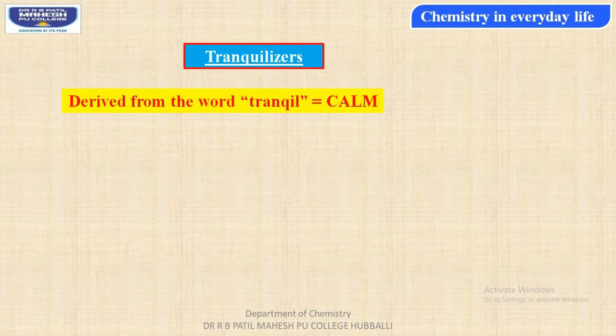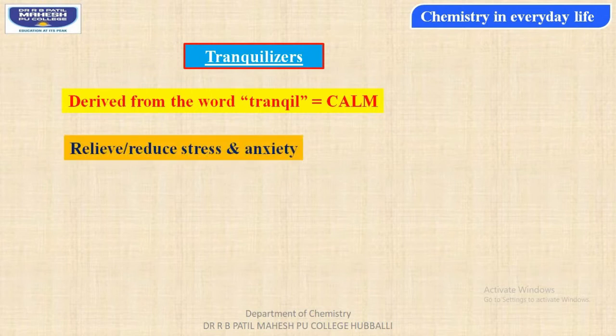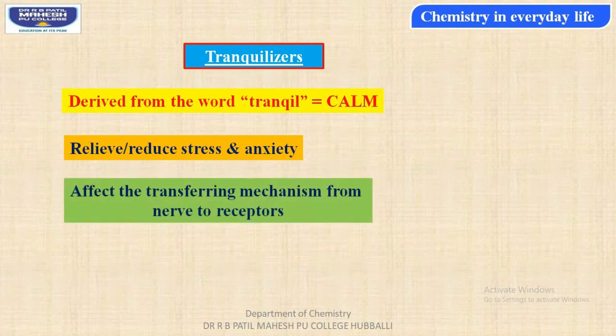And these are the compounds which relieve or reduce the stress and anxiety, which also affects the transferring mechanism from nerves to receptors of our body. And students, these compounds are affecting the nerve fibers which are transferring the impulses towards the receptors, and the receptors can be muscles or glands of our body.